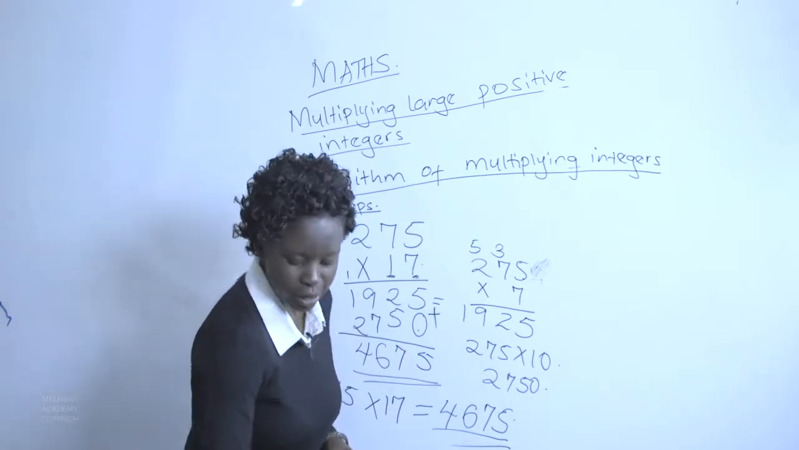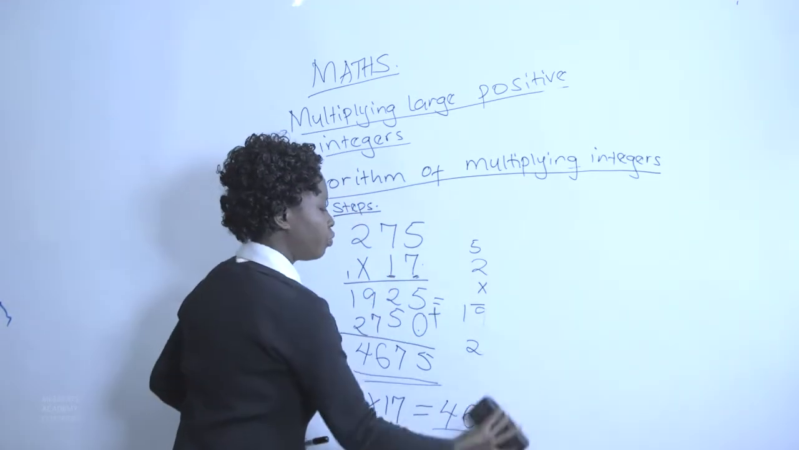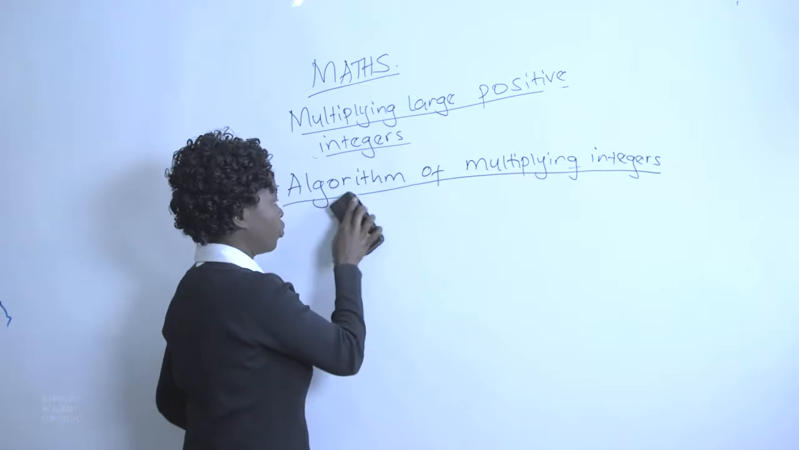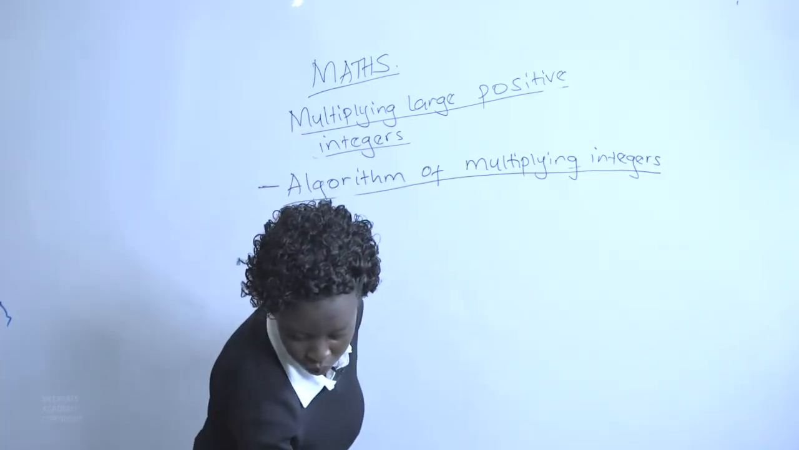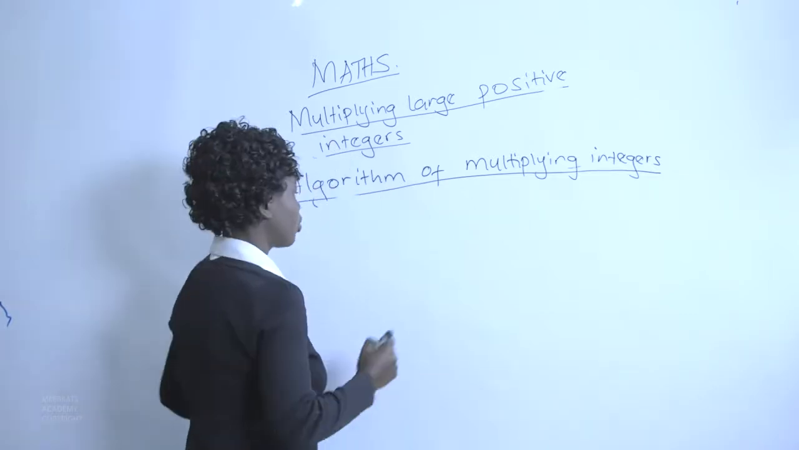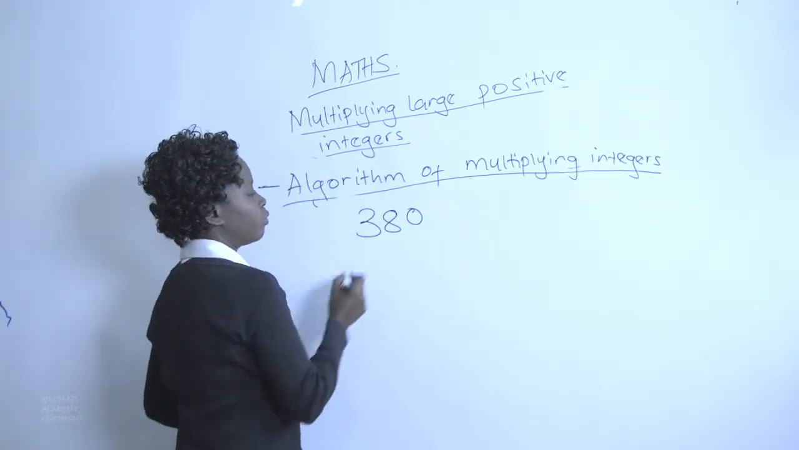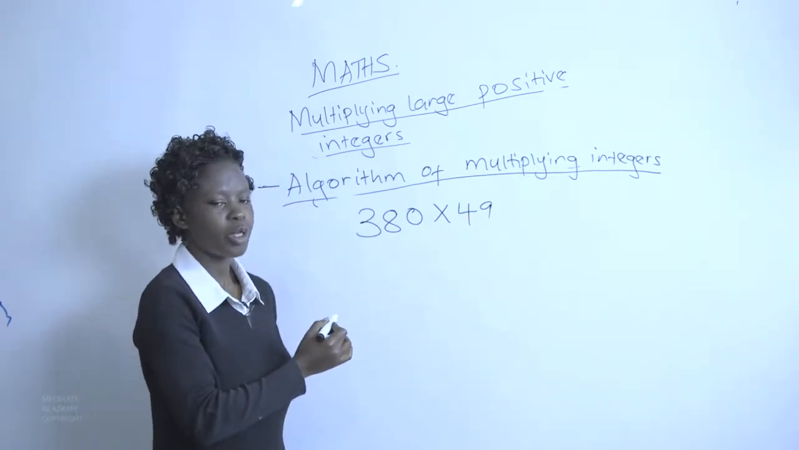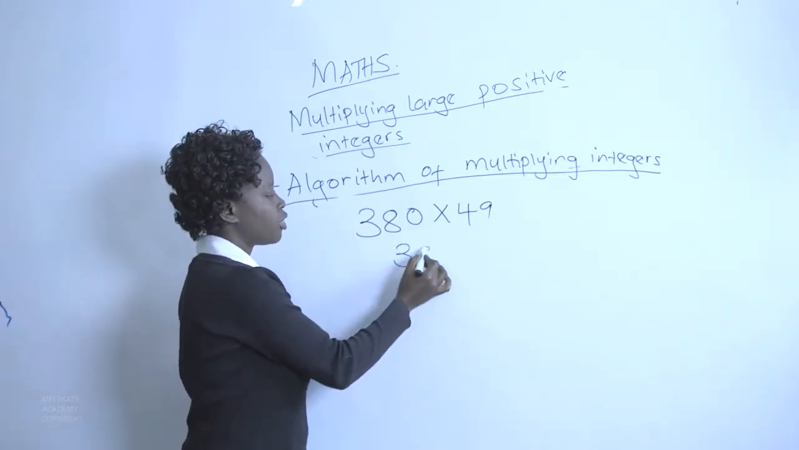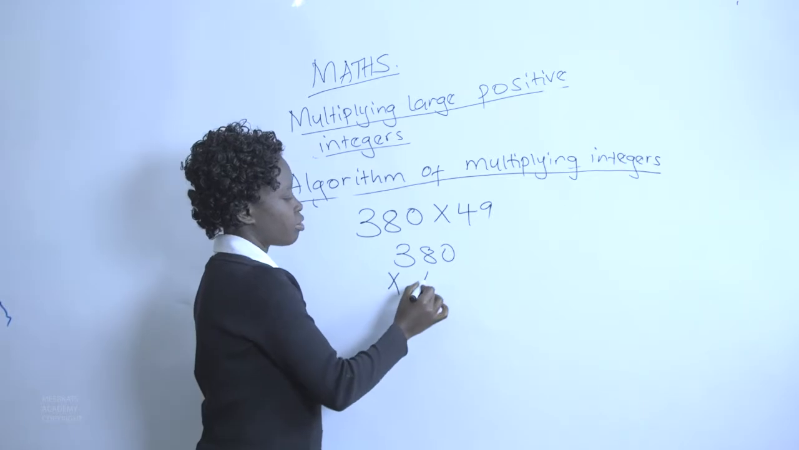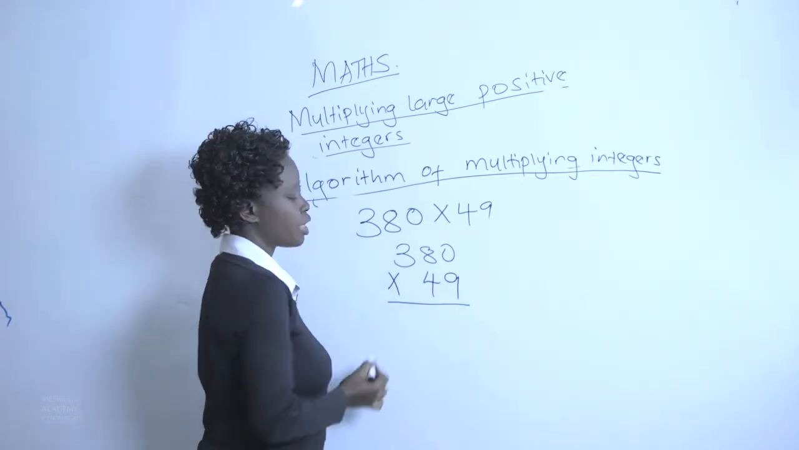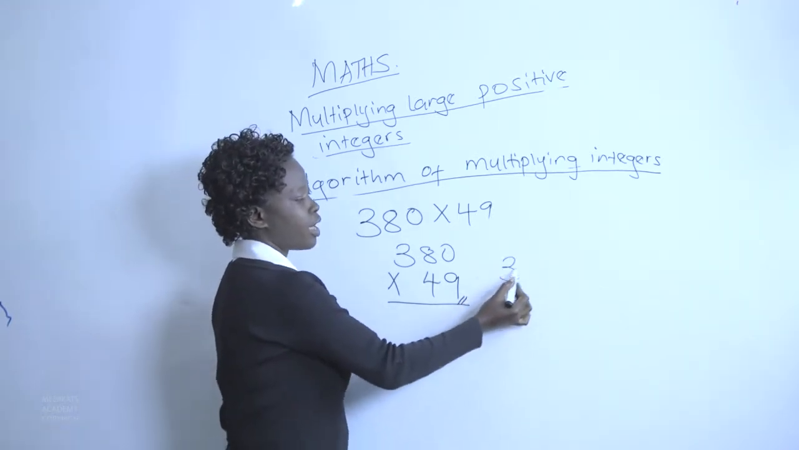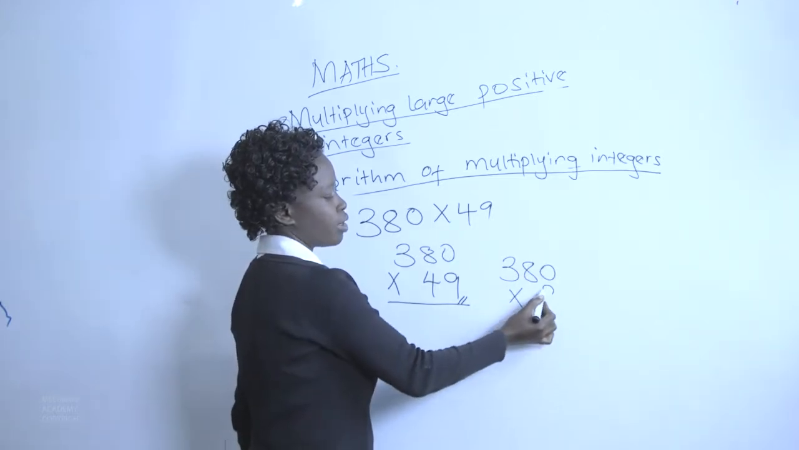Another example that we have, we have 380 multiplied by 49. So still we are following the same procedure. So we'll have 380 times 49. The number in the ones place value is 9. So we are having 380 times 9.